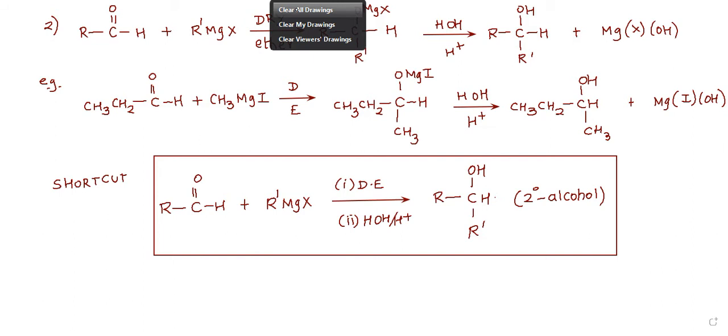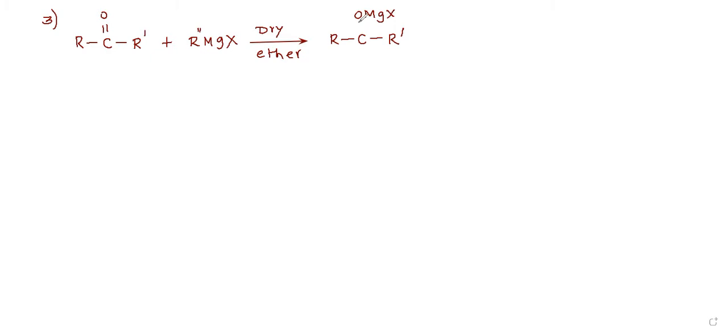We have taken one formaldehyde, one other aldehyde. Let us now consider a ketone. RCOR dash. Both these groups could be same, they could be different. And even the group with aldehyde, Grignard could be still different than that. So when you treat this with dry ether, mechanism is absolutely identical. We will get R, C, R dash, O, M, G, X. And here Grignard's group will come, R double dash.